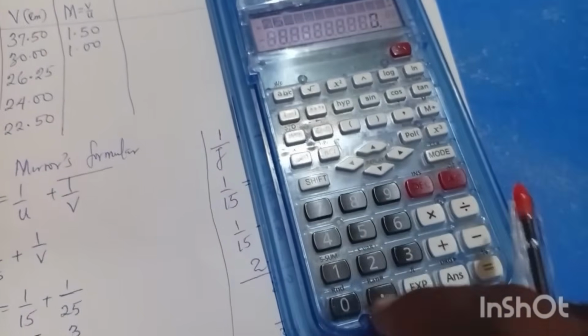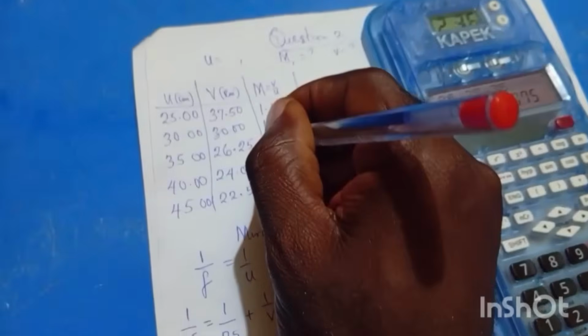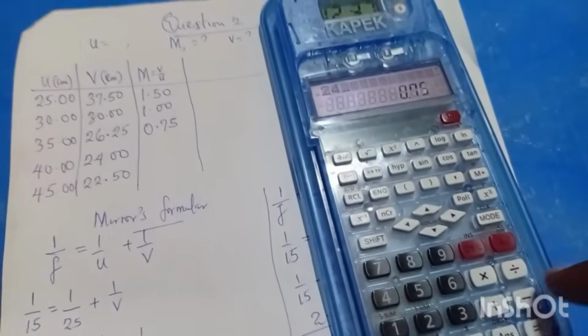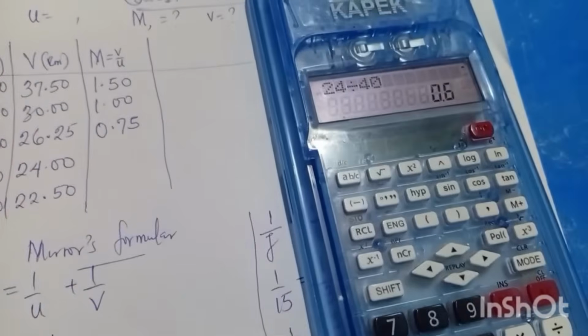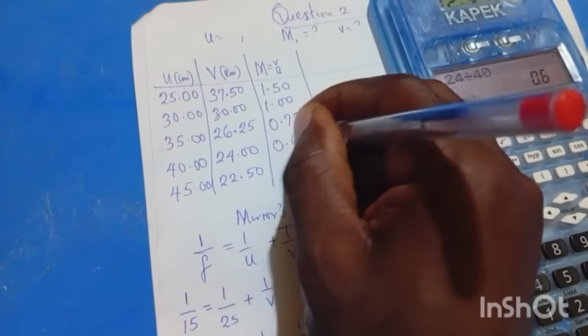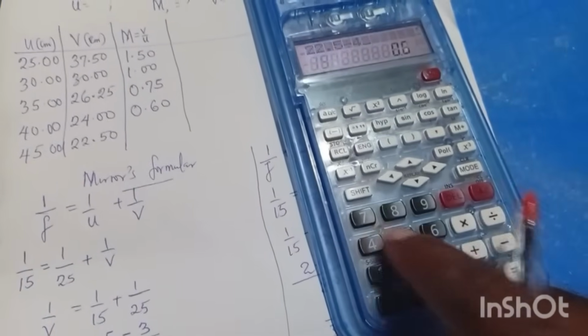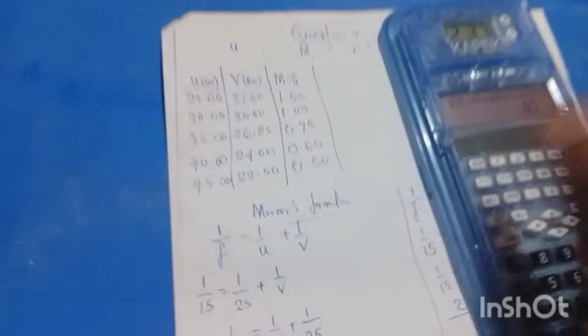So then to take that one far, 26.25 divided by 35, and that one gives us 0.75. Next one, we have 24 divided by 40. We have 0.60. And the last one, that one's supposed to give us half, but let's work it out. And that's 0.50. What perfect numbers we have.